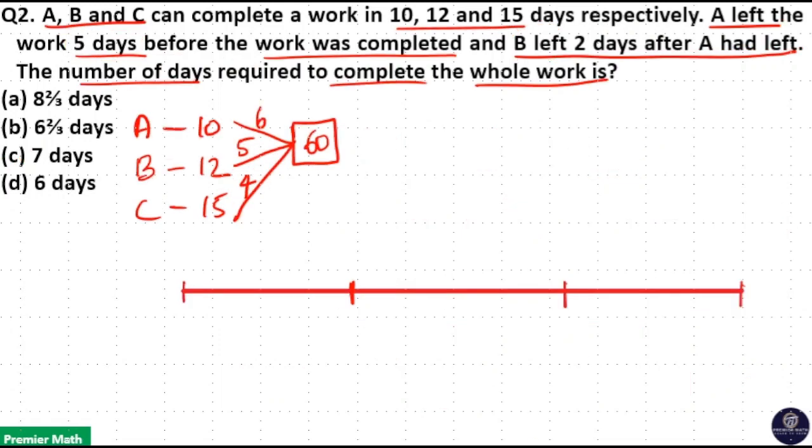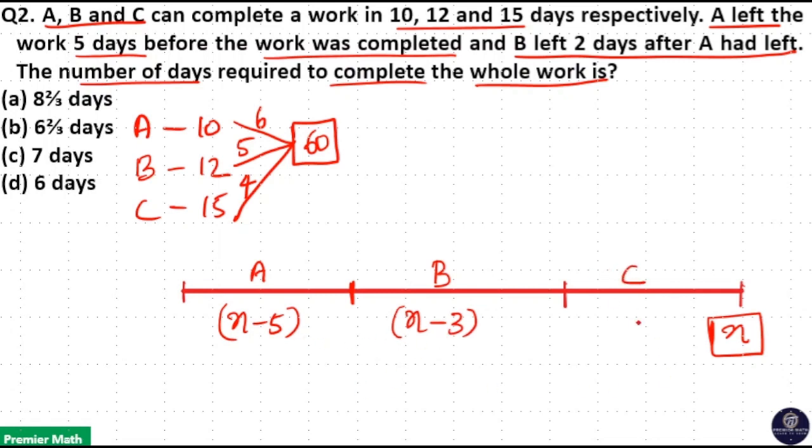You can do this in a different way as well. Let X be the total number of days to complete this work. Then A left 5 days before the work ended, means A worked for X minus 5 days. And B left 2 days after A had left, means B worked for X minus 3 days, because 5 minus 2 is 3. And C worked for the whole time, that is C worked for X days.